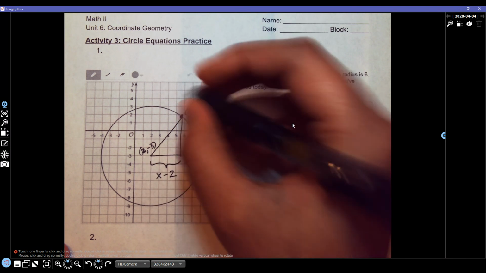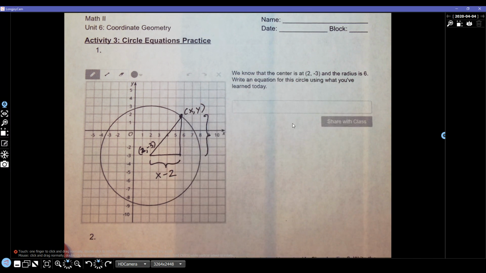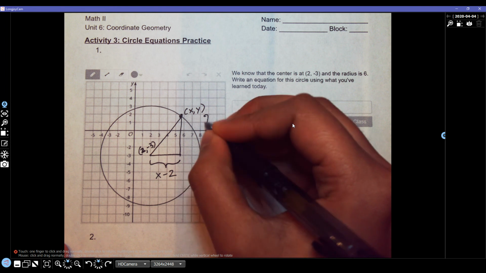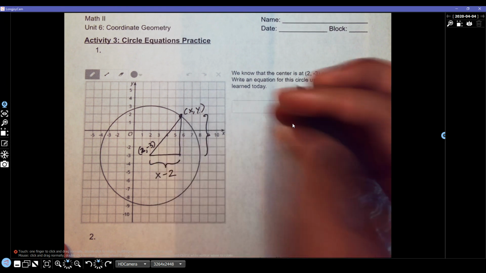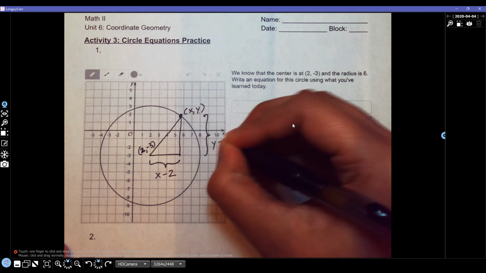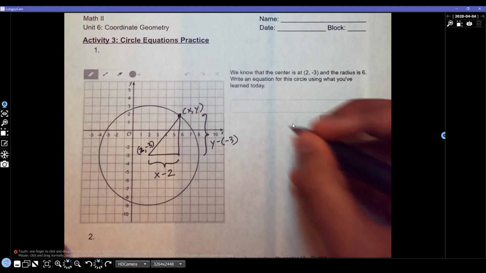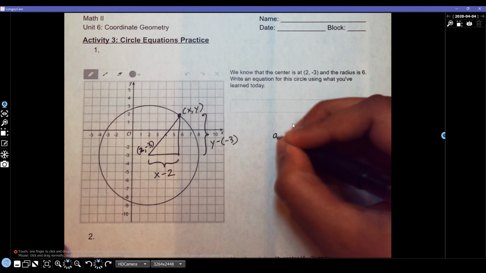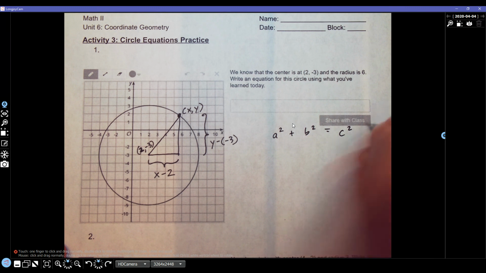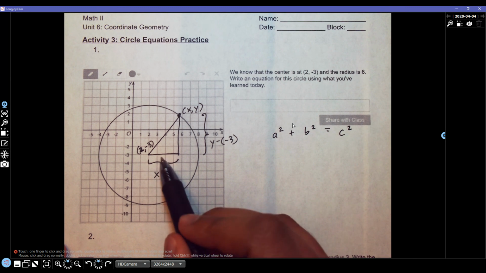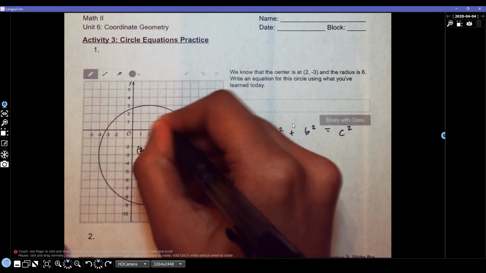And then we know that the vertical distance will be the difference between the y coordinates. We've got y and then -3, and then we can write this as y minus -3. So remember our Pythagorean theorem, a squared plus b squared equals c squared, right? So this side will be our r, our radius.